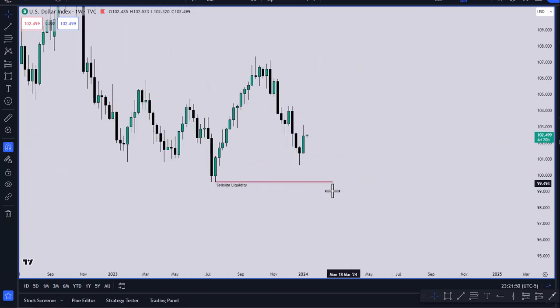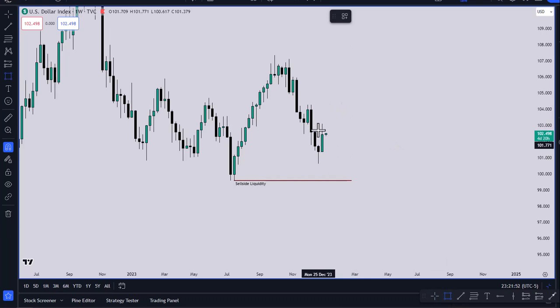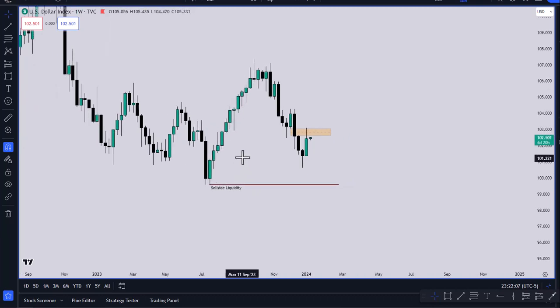So we have a little bit of a sell side liquidity on the bottom. Now, we are bearish on dollar. I believe you can reach for the sell side down here. There's no fair value gaps in between, there's no order blocks, there's nothing else than the sell side from July 17, which is a long time ago. But I still believe we'll get there eventually.